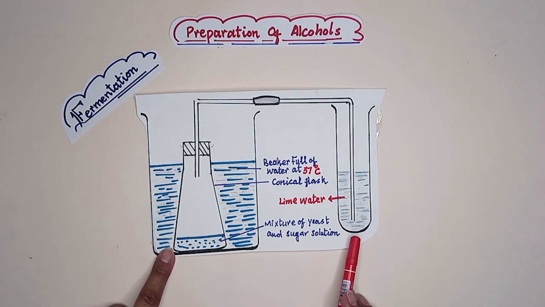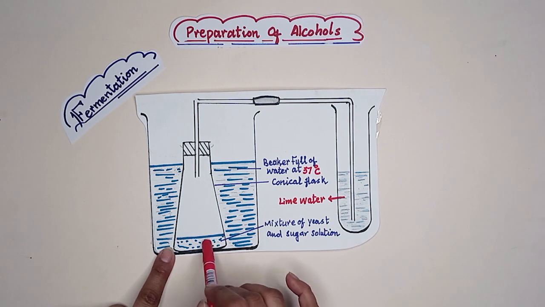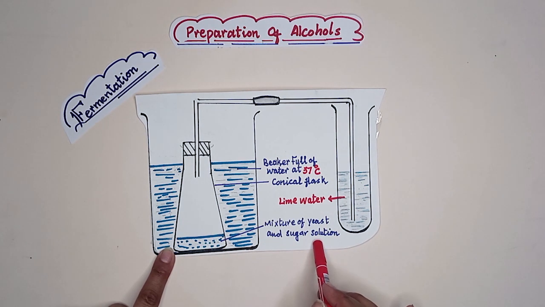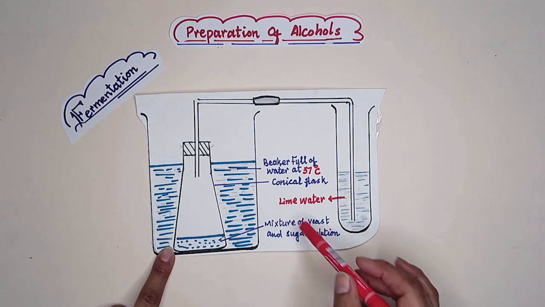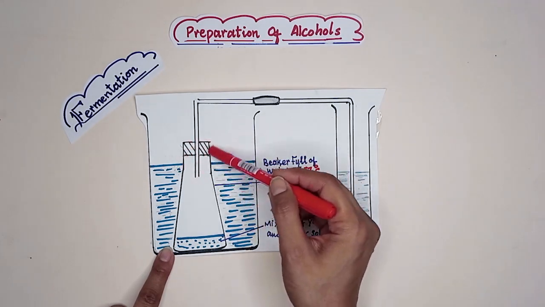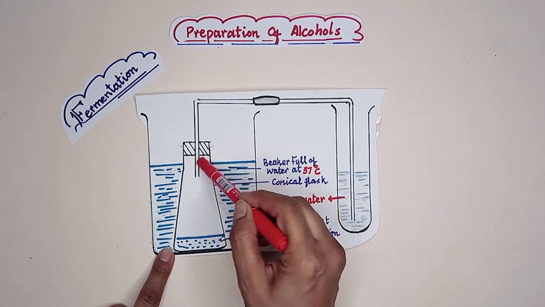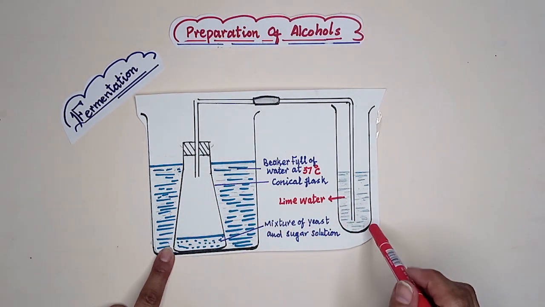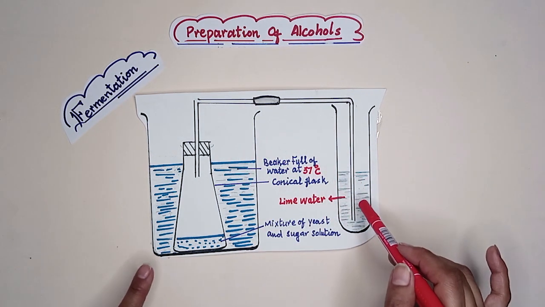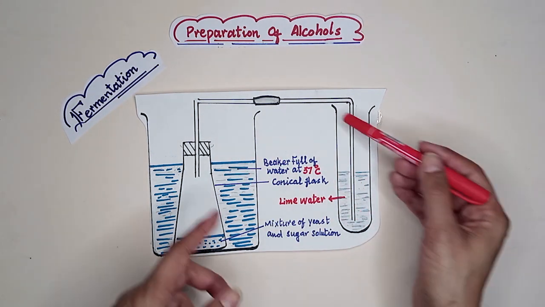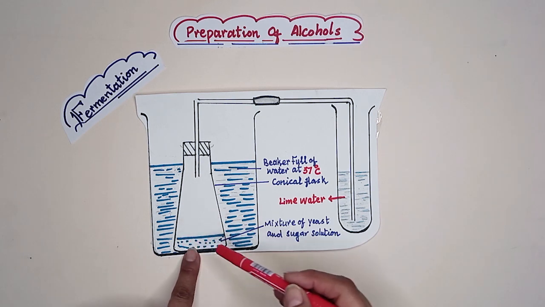Because this experiment is carried out in the absence of oxygen, we have to make sure that no oxygen or air enters this conical flask. The precautions we take are that the rubber bung is screwed tightly to the flask, and the lime water in the tube prevents air from entering the apparatus.